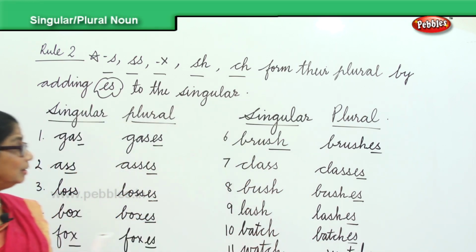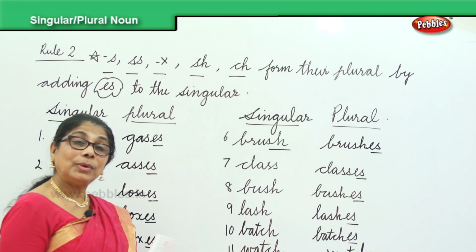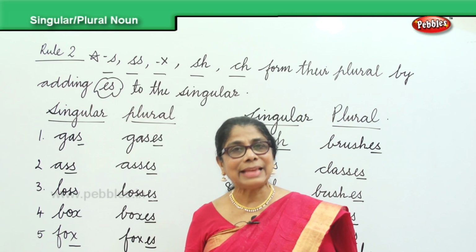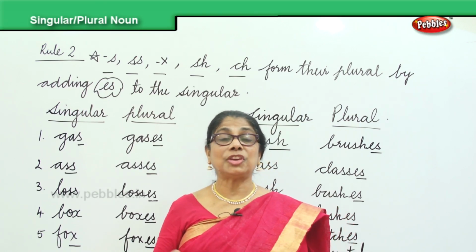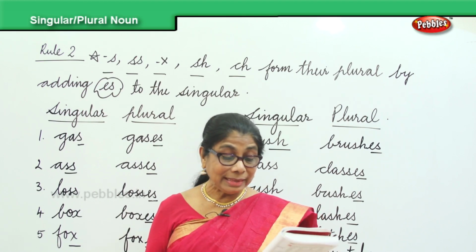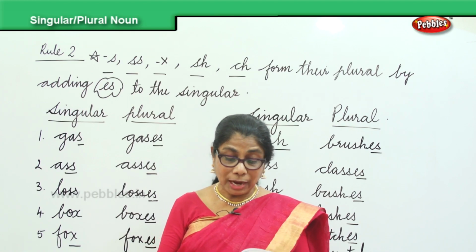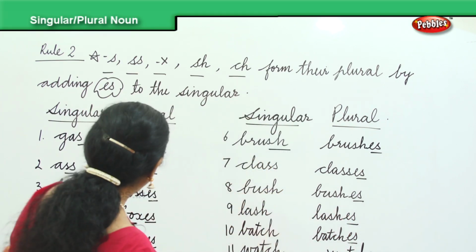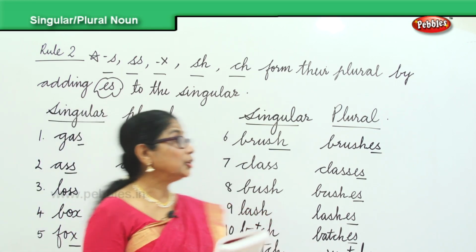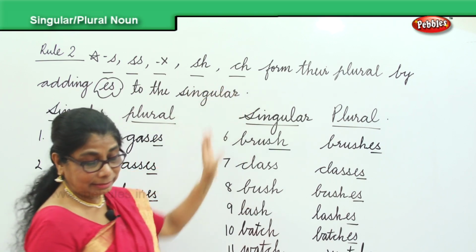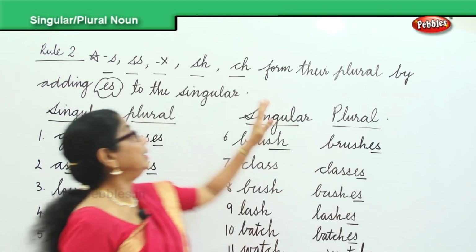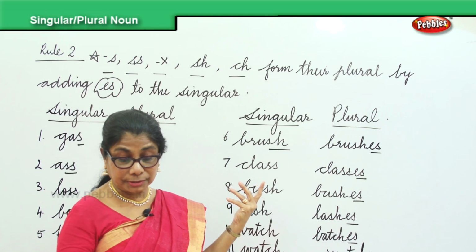Now, we have learned the rule number 2. What is the rule number 2? Singular nouns ending in s, ss, x, sh, and ch form the plural by adding es to the singular. Now, I also have other words like bench. How will you form that? Bench, benches. That ends in ch, you add es, benches. Then you have church, ending in ch, es, churches.